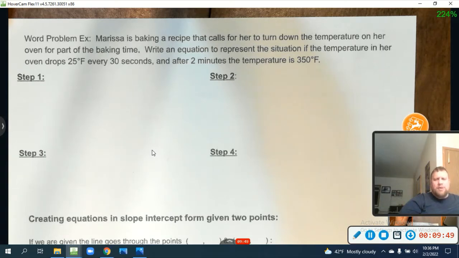Write an equation to represent the situation if the temperature in her oven drops 25 degrees every 30 seconds, and after 2 minutes, the temperature is 350 degrees Fahrenheit. Take a minute, pause this, underline what you think is important.